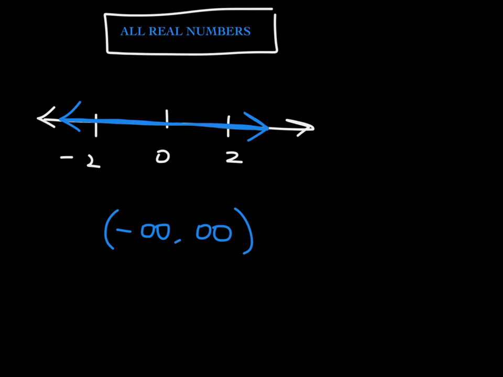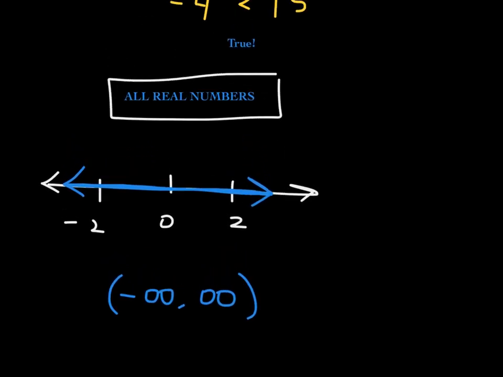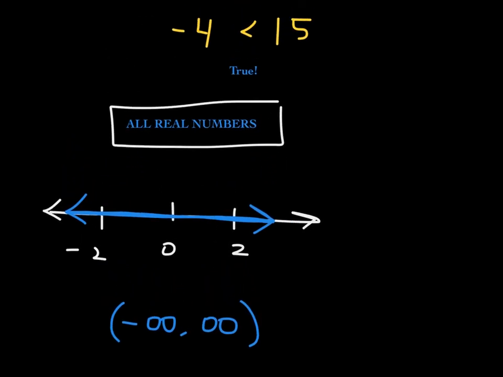Can I just say one last thing before you go? You know this last example that we just looked at? Had this statement here been false, like maybe -4 is greater than 15, which is not true. If you would have ended up with a false statement here by chance, your final answer would be no solution, okay?